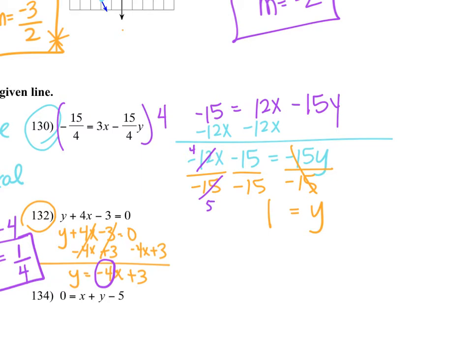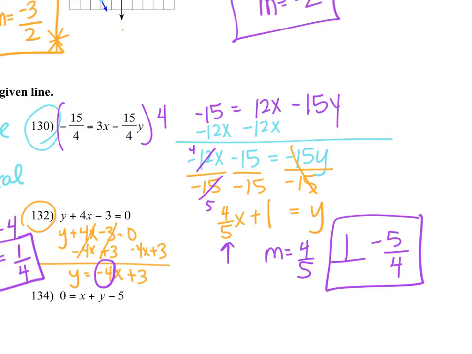Oops, let me change my color. 4 over 5 x plus 1. And my slope is always in front of my x, so in this case my slope is 4 over 5. A perpendicular line would be negative 5 over 4. And this would be your answer.